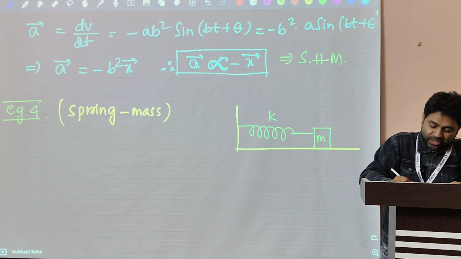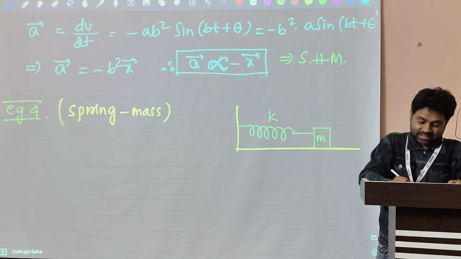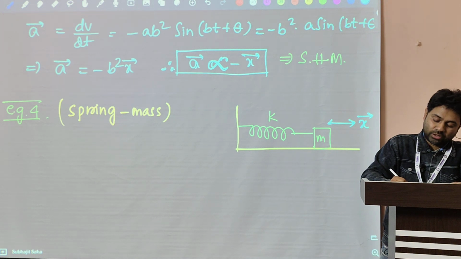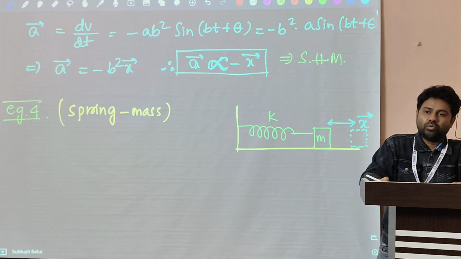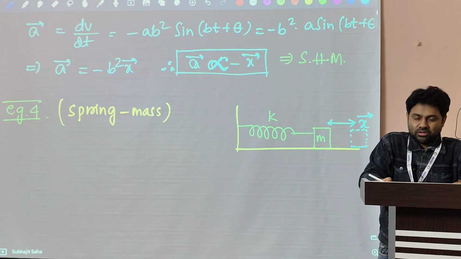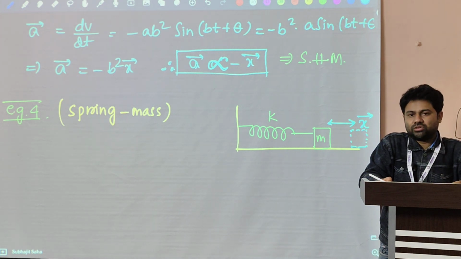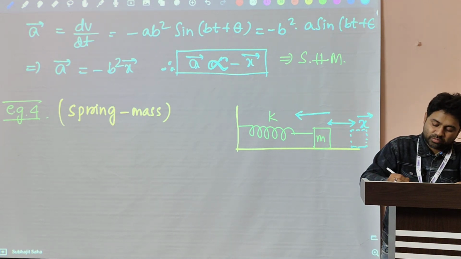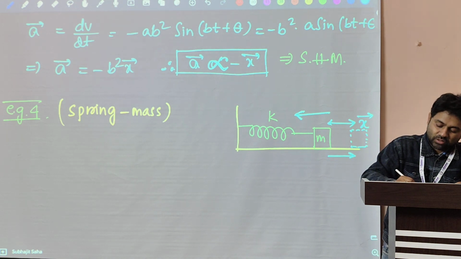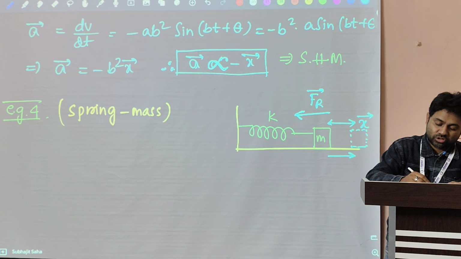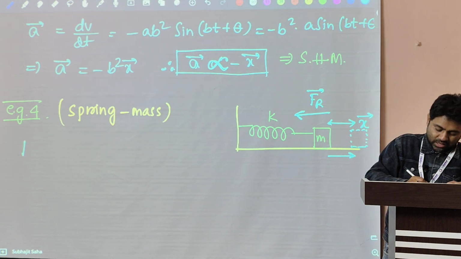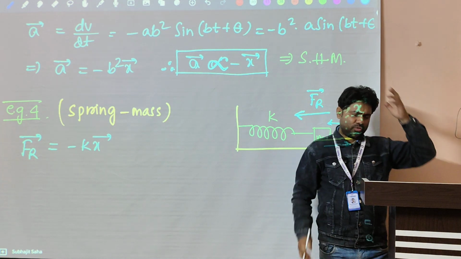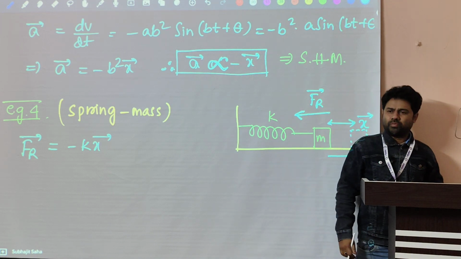If you displace the block a little bit towards the right, say by amount x, and take it to a new position, we already learned the spring will generate a restoring force. The restoring force will be in a direction opposite to the displacement. Here displacement has happened towards the right, so the restoring force will be produced in the reverse direction. The amount of restoring force by Hooke's law is minus kx, minus sign because x and F have opposite directions.